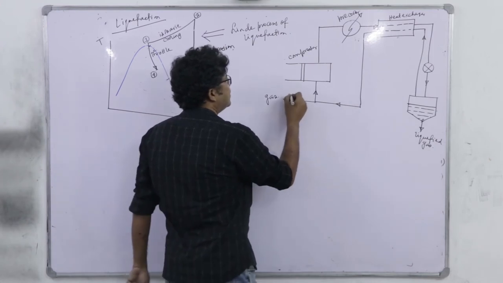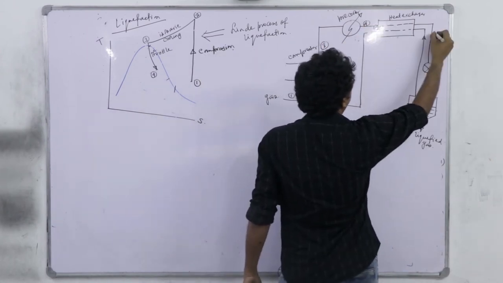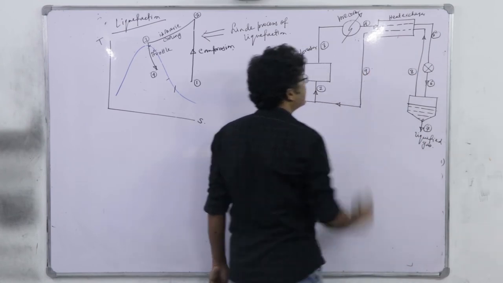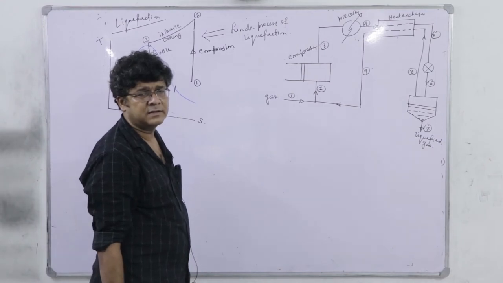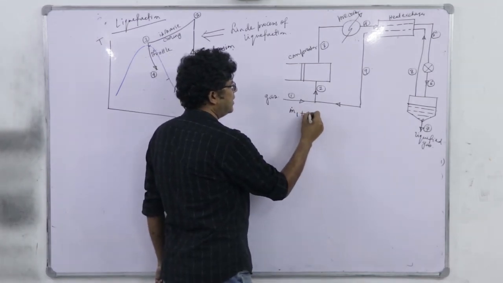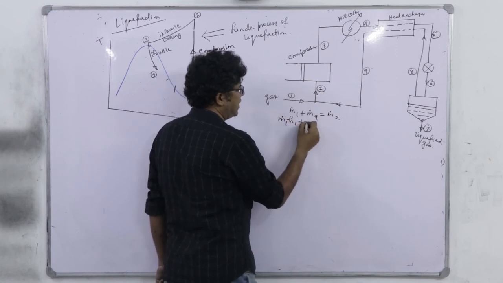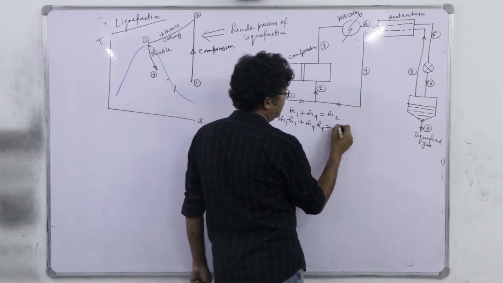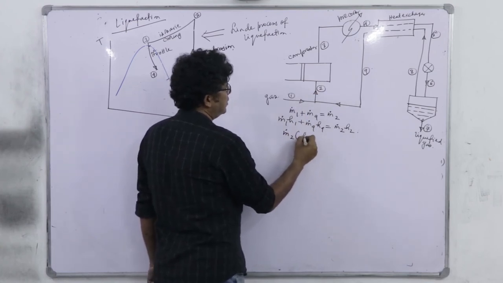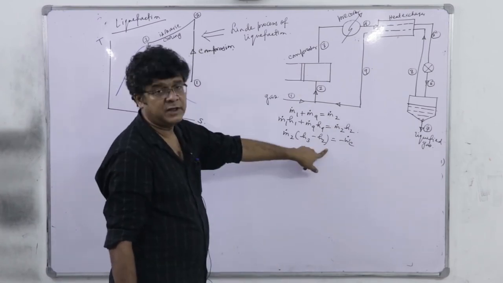So, here see, if I have the points named as 1, then 2, 3, 4, 5, 6, 7, 8, 9. So, we may write the mass balance and the SFE at each and every device, like M1 dot plus M9 dot equal to M2 dot. Now, this is simply a mixing process. M1 dot H1 plus M dot 9 H9 is equal to M dot 2 H2. Right. Now, M dot 2 into H3 minus H2 is equal to minus W dot C. What is required is the compressor. So, we are simply using the SFE.